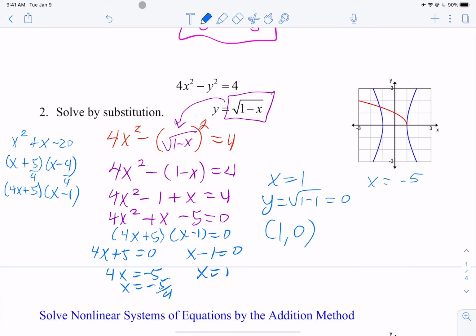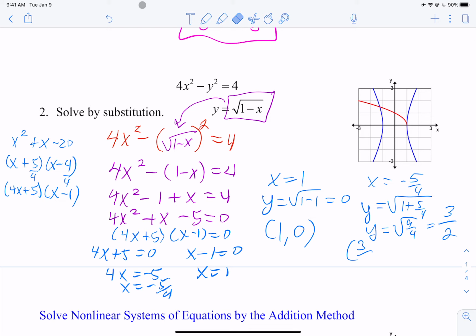Now let's plug in negative 5 fourths. So we get y equals the square root of 1 plus 5 fourths, because the negative that's already there is multiplied by the negative here, makes it a positive. So what is that? Well, that's 4 fourths plus 5 fourths, or 9 fourths. Now, to take the square root of a fraction, just take the square root of the top over the square root of the bottom, and then we've got a point. And so that's 3/2. That's our y. Our x is negative 5 fourths right here, and our y is 3/2.